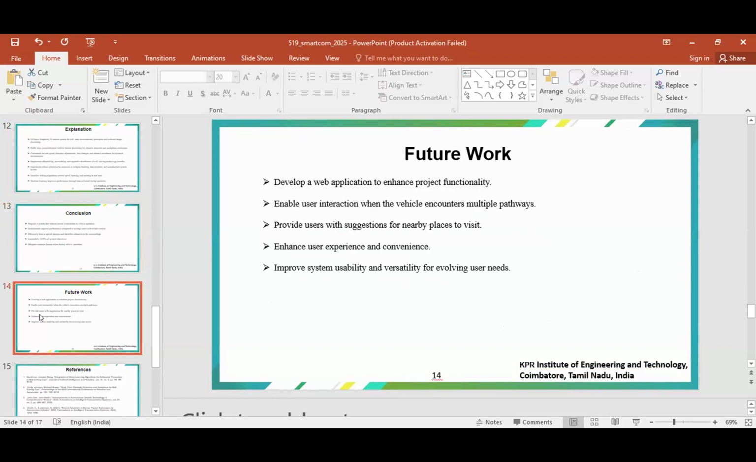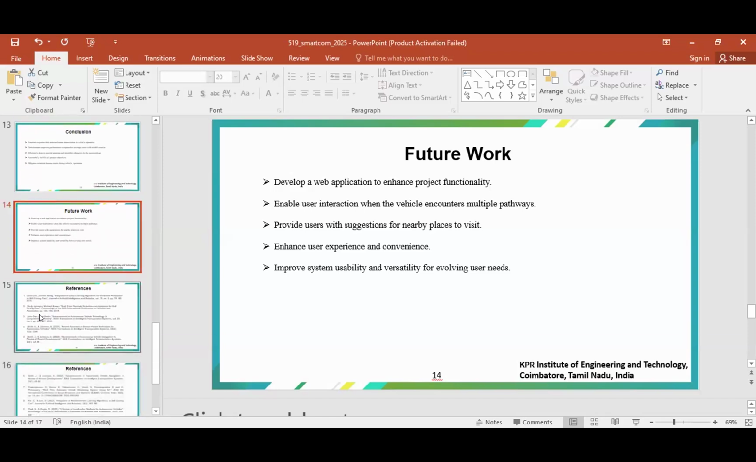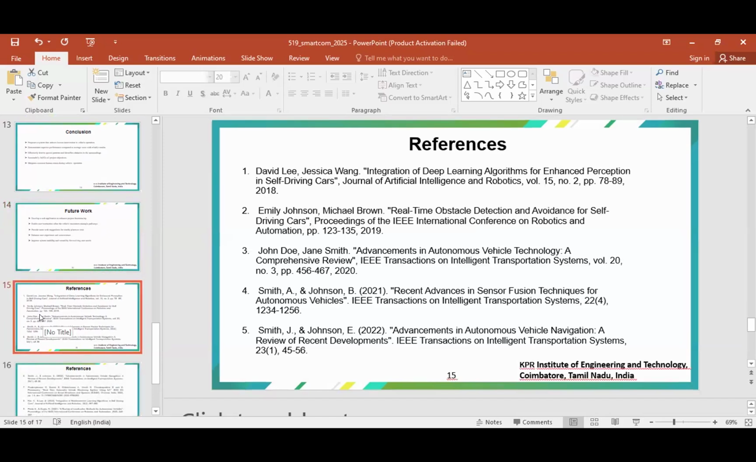Here we can develop a web application to enhance project functionality, enable user interaction when the vehicle encounters multiple pathways, provide users with suggestions for nearby places to visit, enhance user experience and convenience, and improve system usability and versatility for evolving user needs. And here are the references.